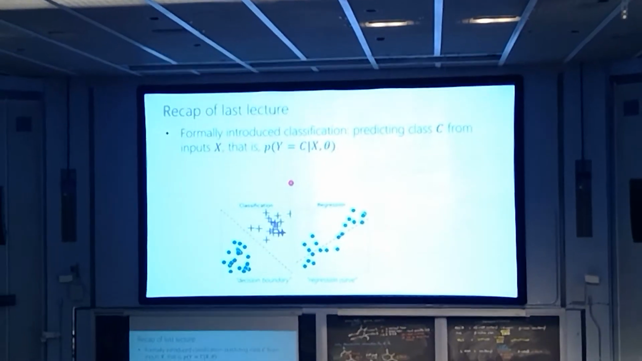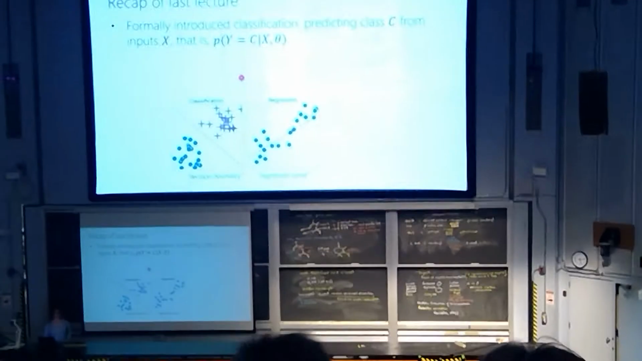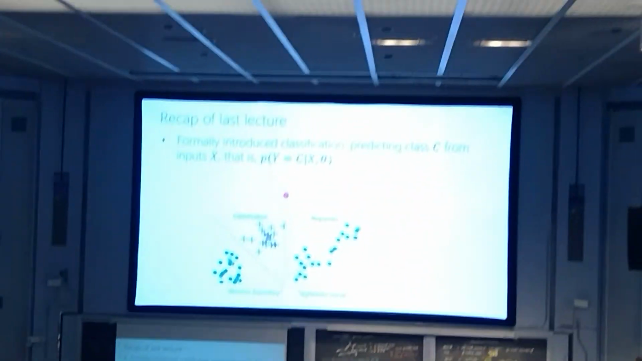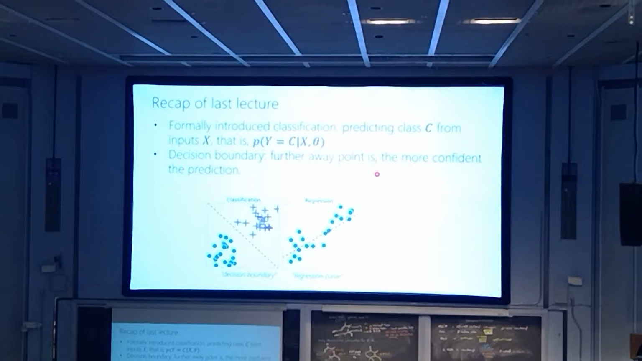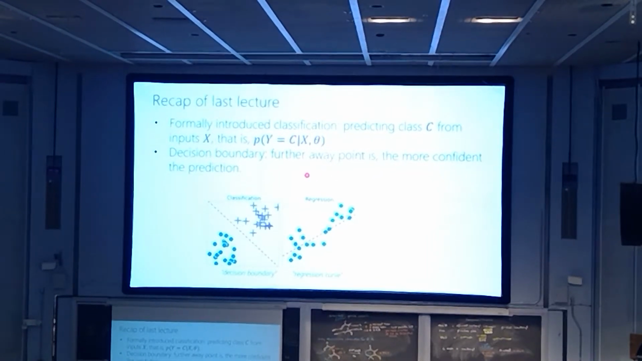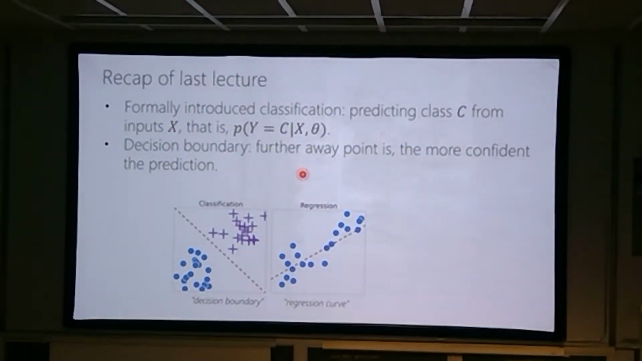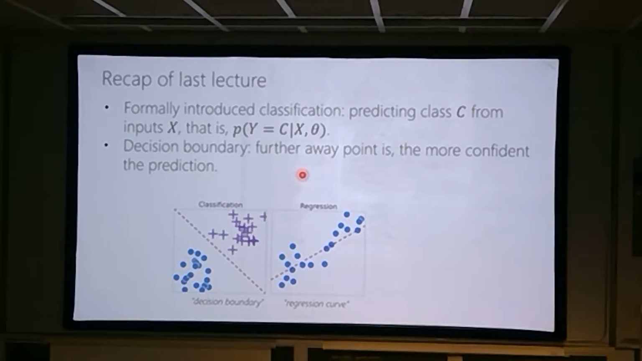Right, last class we introduced for the first time the idea of classification and what it meant, and how with a classification model you have a decision boundary, which is kind of analogous to a regression curve and yet still different. And so we saw some pictures about this. And we also had this idea that the further away you were from the decision boundary, the more confident the prediction, which is not something you would see in regression.